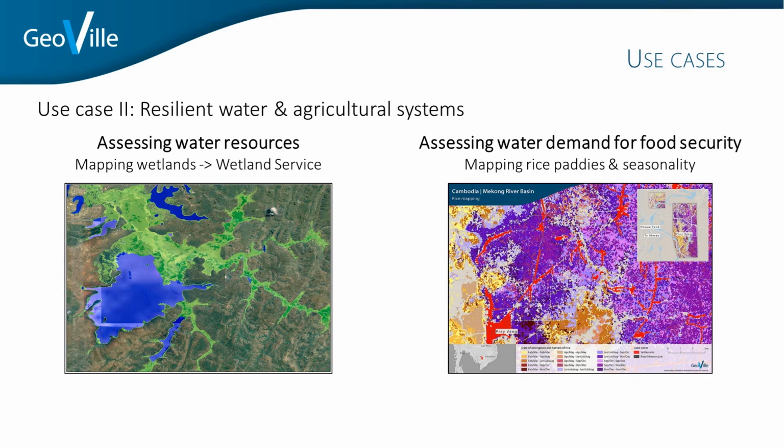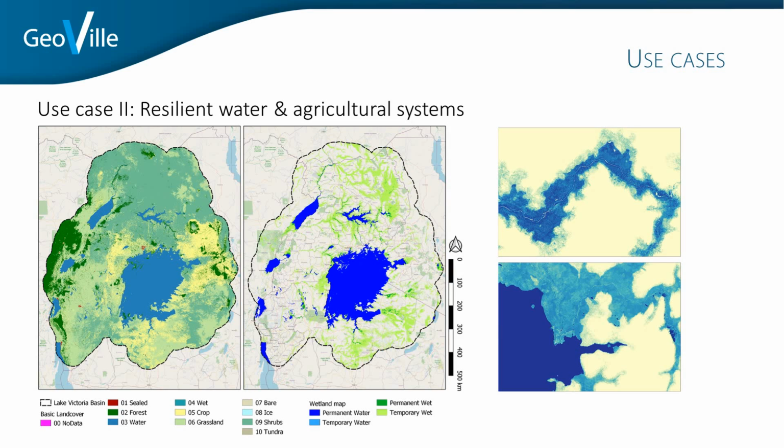And for that activity, we support them by mapping basic land cover and mapping the wetland inventory around Lake Victoria, and also mapping rice paddies, but that service is not part of the EO4SD lab portfolio. So we have already done that. On the left-hand side, you can see the basic land cover. We produced the wetland inventory and permanent and temporary water bodies on the right-hand side. And as side products, you get the water frequency, wetness frequency, and the water probability index next to the classification itself.